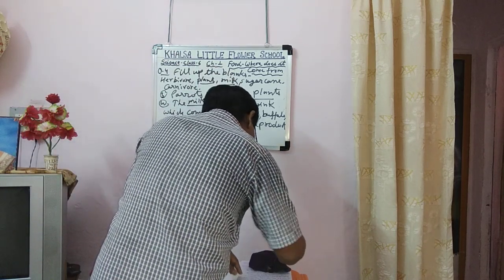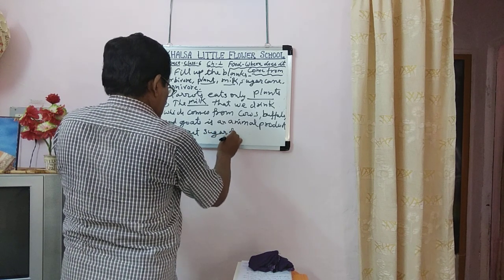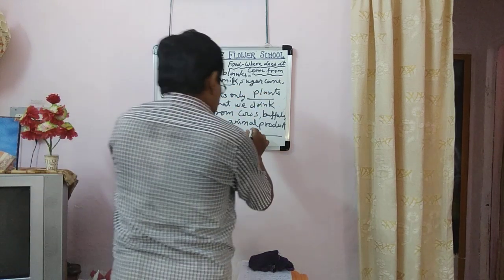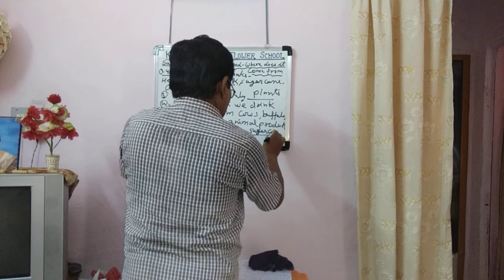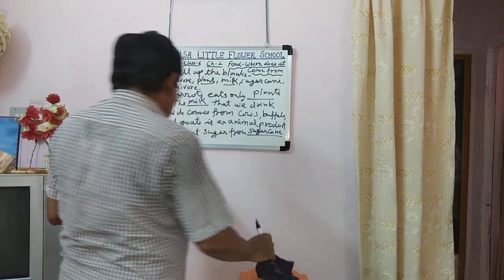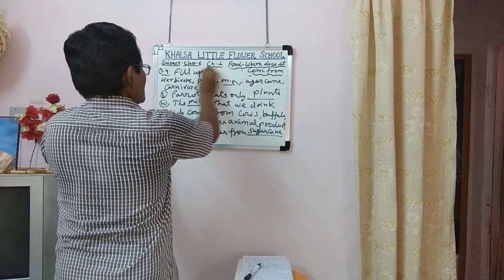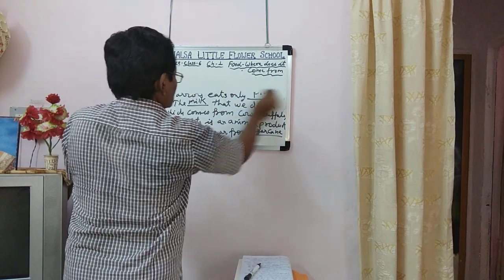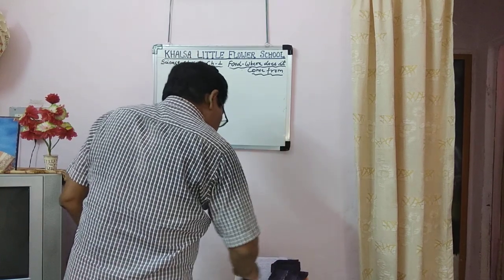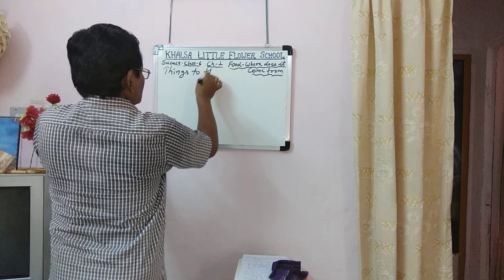Now next question number 5. We get sugar from sugar cane. Okay. Now fill the blanks is completed. Now the next question, things to think about. Only 2 questions are left. Things to think about.